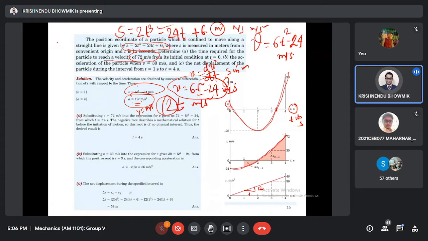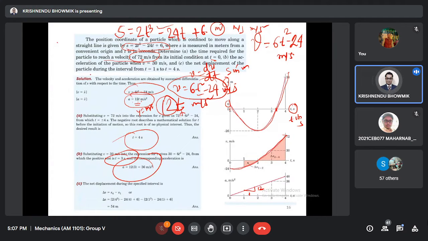You can have v equal to 60 t square minus 24 t. You put that value of v equal to 72 meter per second, and you will get the time required when the particle will get velocity of 72 meter per second. Okay, what will be the acceleration? So what time is required to reach that velocity? You get the time, then you calculate: time is 3 seconds. So acceleration will be 12 t, at t equal to 3, is 36 meter per second square.